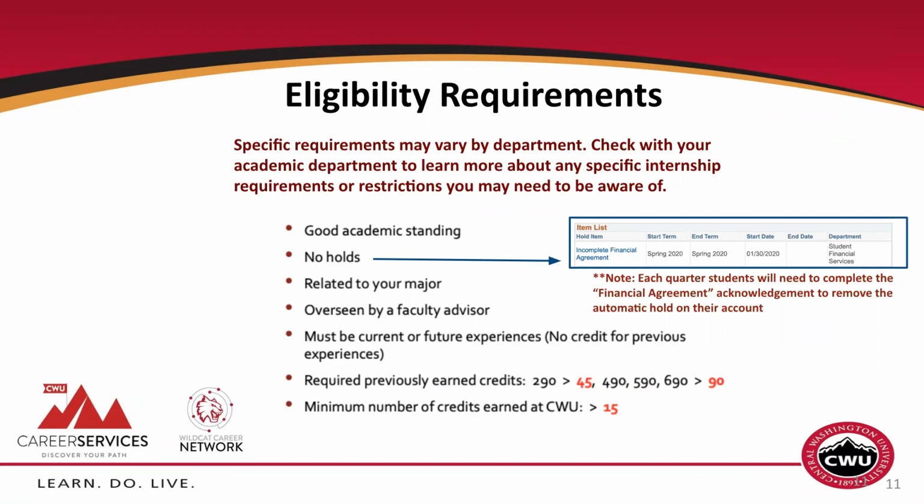There's also a minimum amount of credits that students are expected to have obtained before they can do an internship. For an exploratory internship, students are expected to have completed at least 45 credits towards their degree. For a standard internship, such as a 490, 590, or 690, students are expected to have completed at least 90 credits of their degree before starting the internship. There's also a minimum expectation in terms of credits completed at CWU. Students are expected to have completed at least 15 credits as a student at CWU before they take an internship. Again, these are all guidelines that can be waived with departmental authorization.